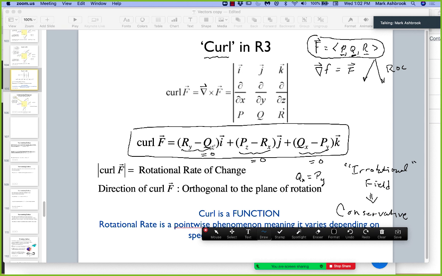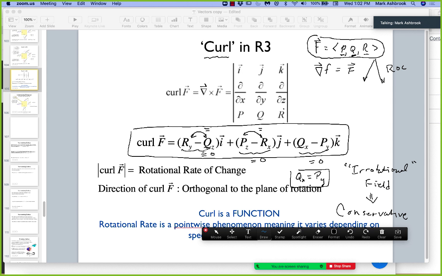So that means in an R3 field, if you wanted to check an R3 field to see if it was conservative, you would have to check qx equals py, but you would also have to check that pz equals rx, and you would have to check that ry equals qz. So if you checked all 3 of those, and all 3 of those were 0, that would be your check for conservative, because that would be an irrotational field, and then you'd have a conservative field.